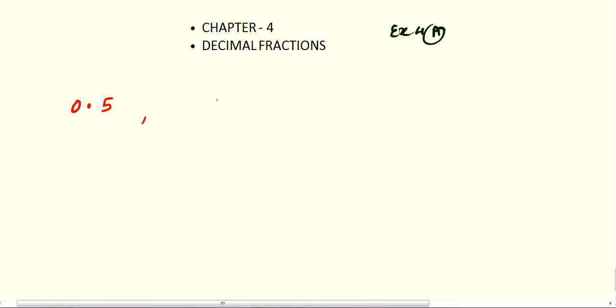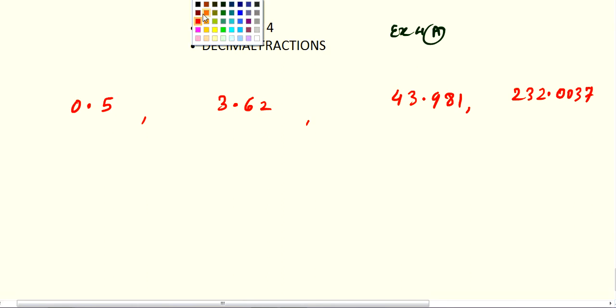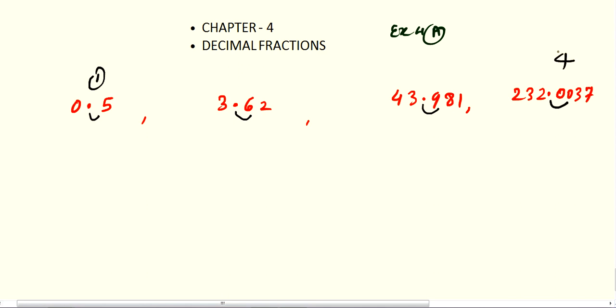0.5, 3.62, 43.981, 232.0037. So what you have to do, simply you have to find the value which is having the most decimal places. In this you are having one decimal place, in this two decimal places, in this three, in this four, and this one is maximum. So you have to write this as it is, no changes.